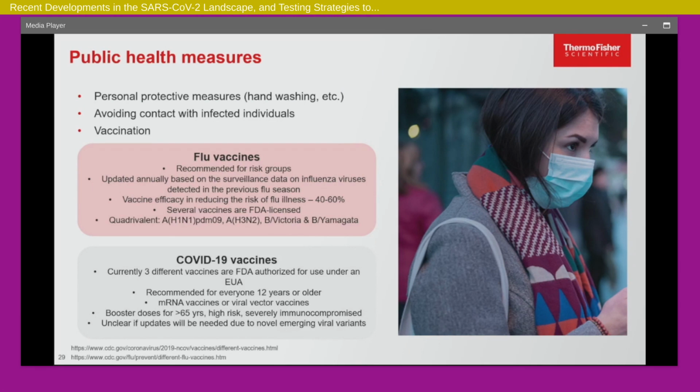Right now for COVID vaccines, at least in the US, we have three different mRNA vaccines. It's recommended for everyone 12 years or older. We should see at some point it being approved for children between 5 and 12. And booster doses have been approved for high-risk groups, those greater than 65, and severely immunocompromised patients. Whether we will need boosters should be decided at some point. We will see what decision is made.